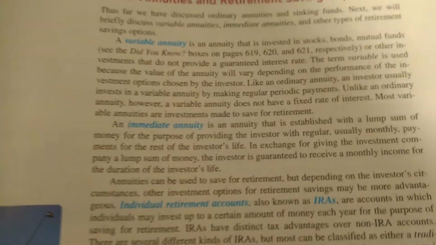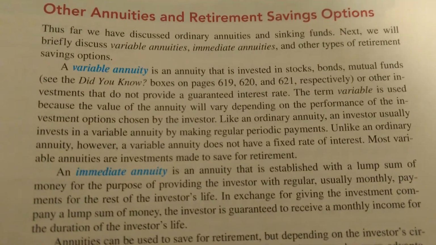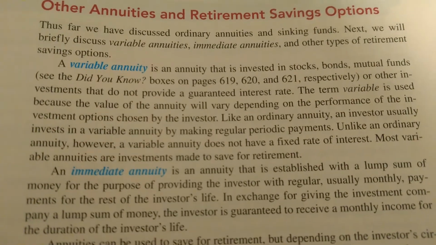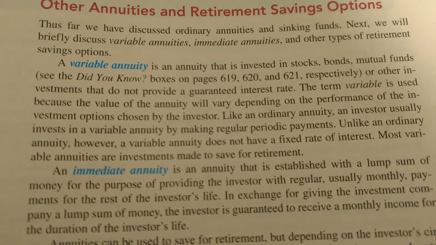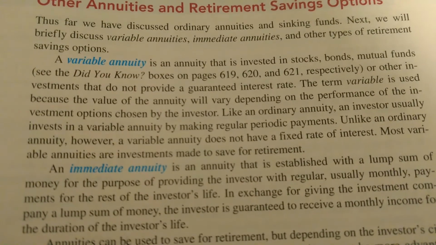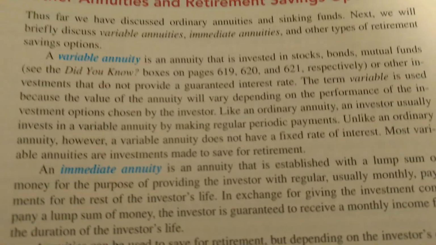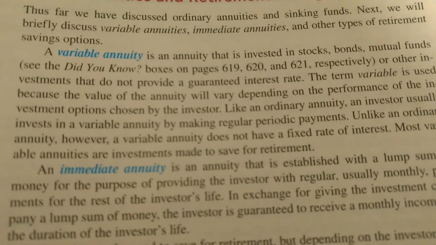Some other annuities and retirement options you can choose from: you have a variable annuity. This is an annuity that is invested in stocks, bonds, mutual funds, or other investments that do not provide a guaranteed interest rate. In other words, your interest could go up, could go down. You can make money, you could lose money. These types of investments are risky.